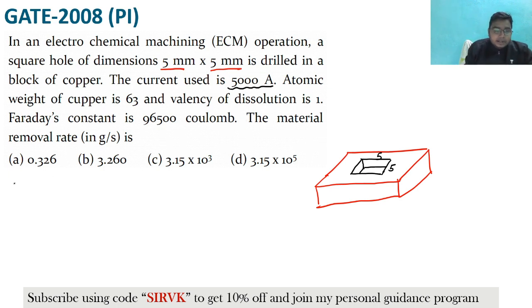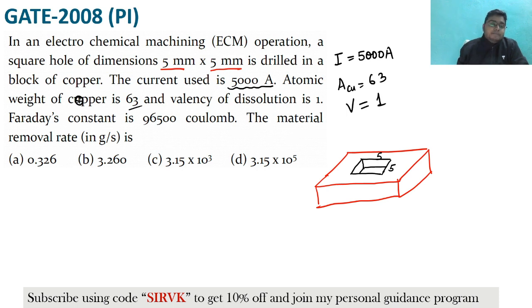So let me write it here, that current used is 5000 amp. The atomic weight of the copper, this is the copper. Fine. So copper is 63. Clear? So Cu is given as 63. The atomic weight of copper, let me write it here, that is A of Cu is 63. Valency of dissolution is 1, so you can write V is equal to 1. Faraday's constant is 96500 coulomb, so definitely F is 96500 coulomb.